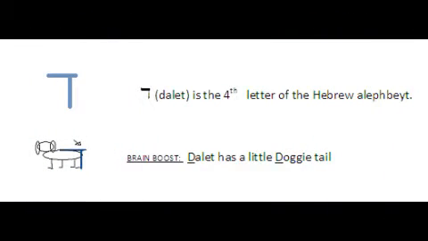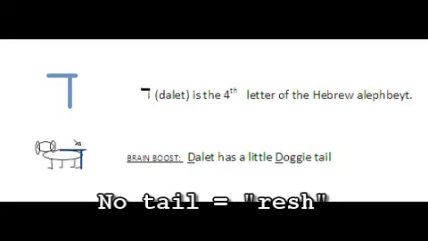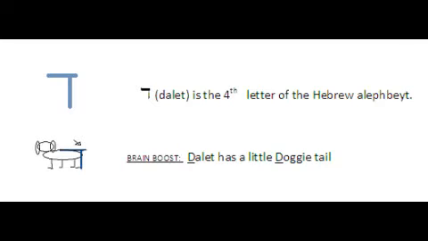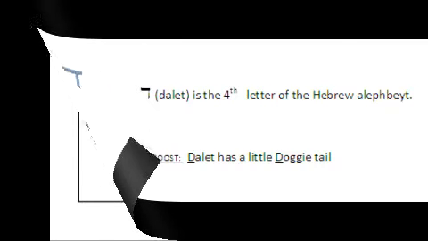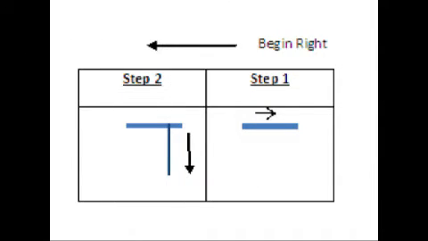Dalet. Dalet is the fourth letter of the Hebrew Aleph Bet, and you'll notice for its brain boost, Dalet has a little doggy tail. It's important to note that if you don't put the tail on the end there at the top line, then it will resemble another Hebrew letter, which you'll learn later, Resh. So we want to make sure that we give Dalet its little doggy tail. These are the 2 steps to writing Dalet, very easy.